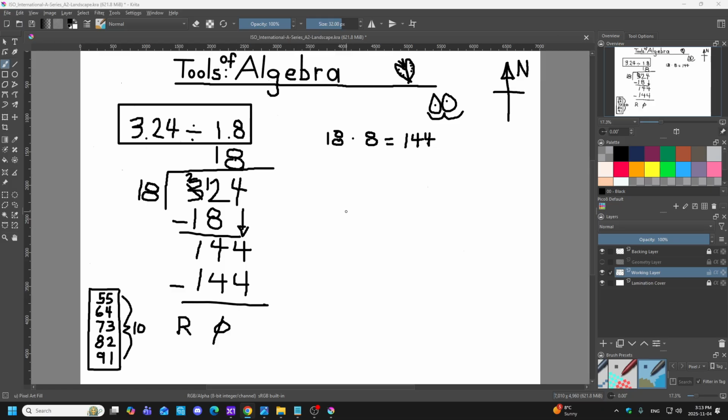Now quickly, how do you figure out where the decimal goes? 1.8 times 1.8 equals 3.24.